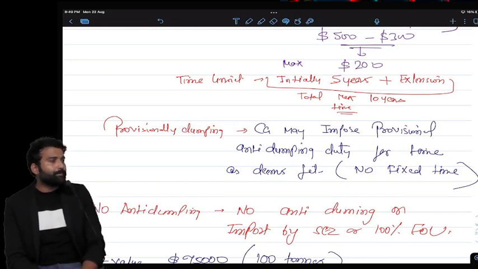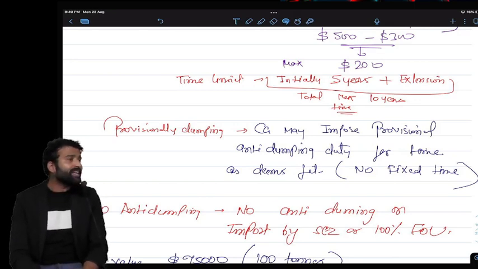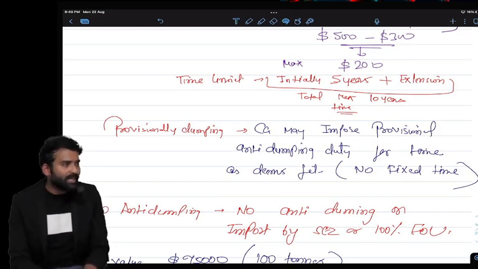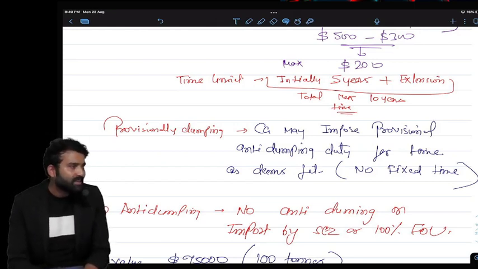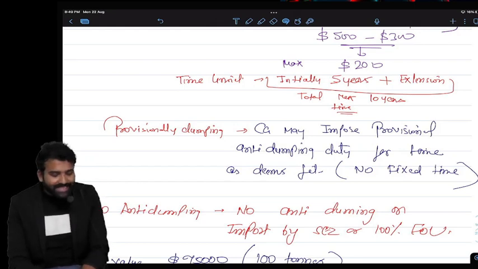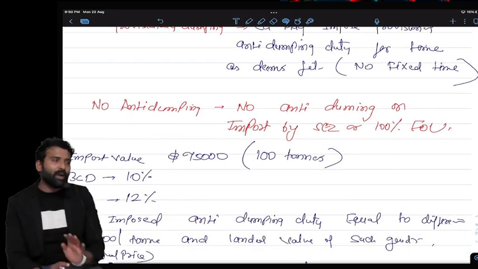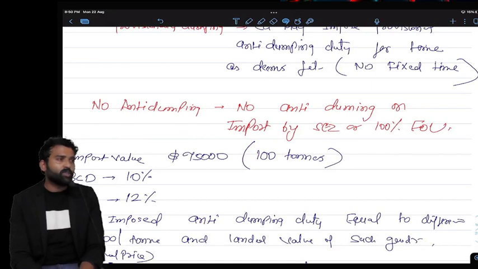Like protective duty, there was a time limit of 200 days only, but anti-dumping duty can be levied for any time period as required. Interesting, no anti-dumping duty on SEZ and EOU. Again, there will be no anti-dumping duties on SEZ and EOU.